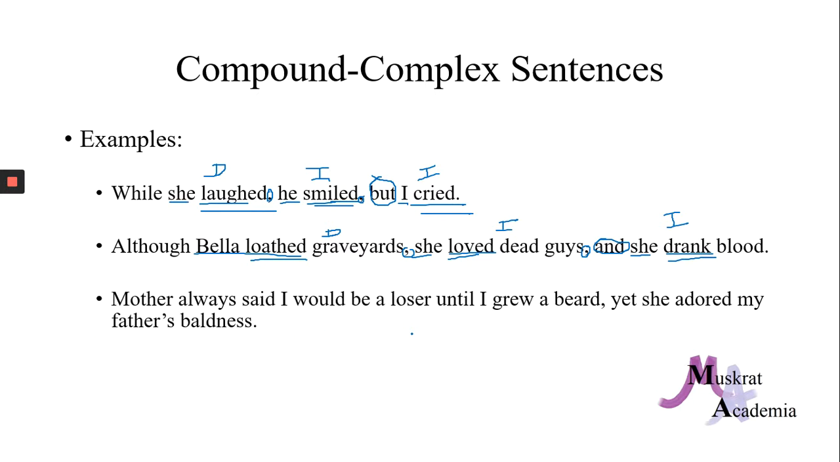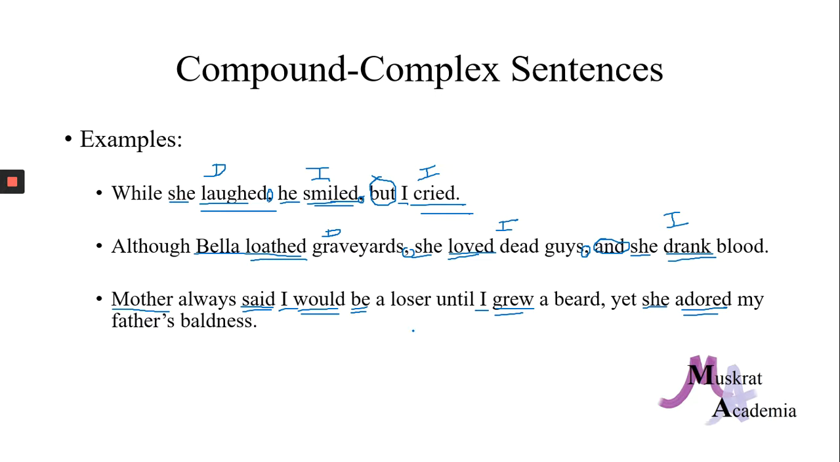Mother always said I would be a loser until I grew a beard, yet she adored my father's baldness. Alright, let's look for any prepositional phrases. See any? No. I don't either. Let's look for verbs. Said, would be, grew, adored. This is quite difficult, isn't it? And subjects. Mother, I. Loser. Wait, loser is not a subject. Would be a loser. I, father, she. So actually, this is a better way to do it than just guessing.